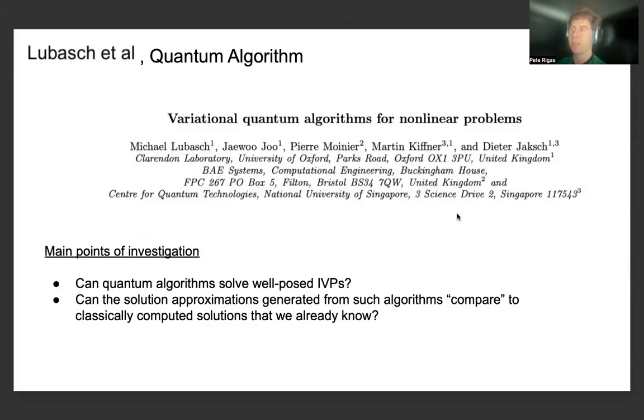And now we're going to introduce and make use of a variational quantum algorithm that's in the literature from these authors. It's a really interesting paper that's continued to get a lot of attention recently, in which the main points of investigation that we were interested in, in a group that I used to be a part of, were to determine whether quantum algorithms can solve well-posed initial value problems, and also whether the solution approximations generated from such algorithms compare to classically computed solutions that we already know.